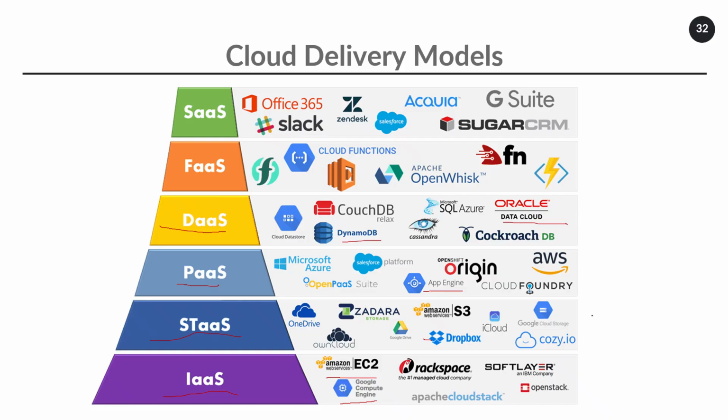Function as a service: we talked about OpenFaaS, and we will have some hands-on with that as well. Cloud functions, Azure functions as well. And software as a service: Office 365, Slack is a software as a service, Salesforce, the Google Suite. Okay, just some examples.